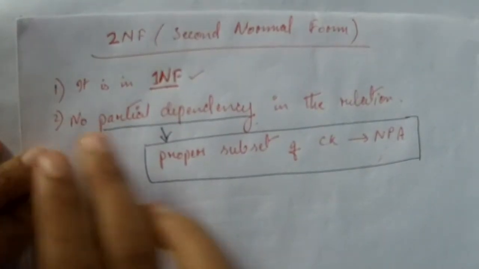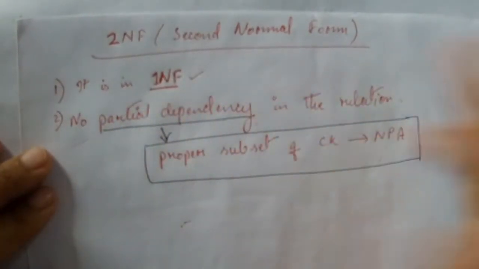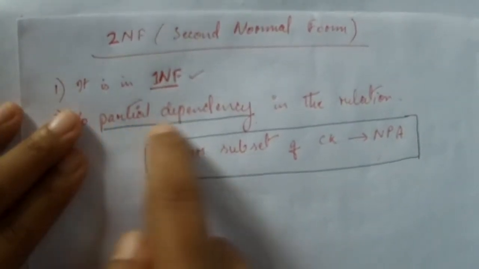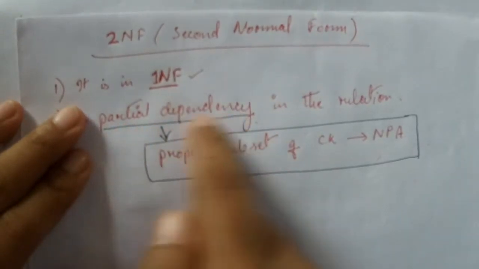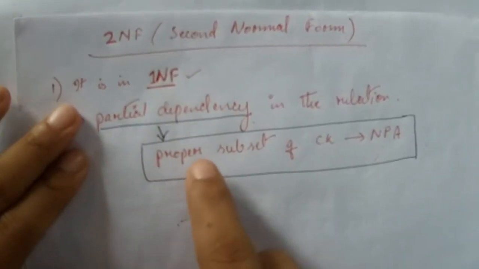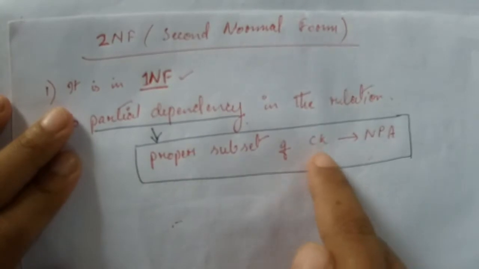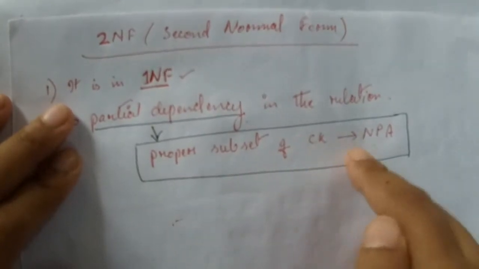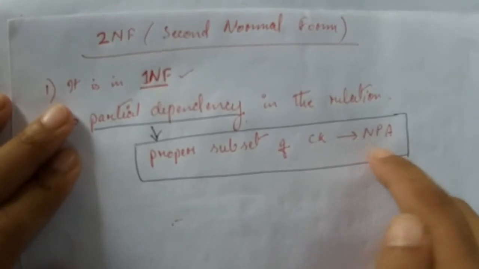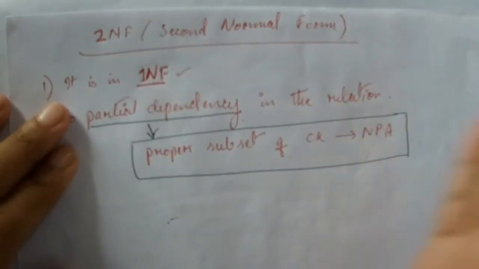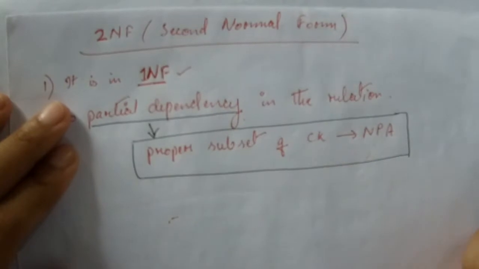That means there shouldn't be partial dependency in the given relation or table. Partial dependency is also one of the topics that we have discussed, right? In short, we can say that a proper subset of a CK, meaning candidate key, determining an NPA, meaning non-prime attribute. Non-prime attributes are those attributes which do not form a candidate key.